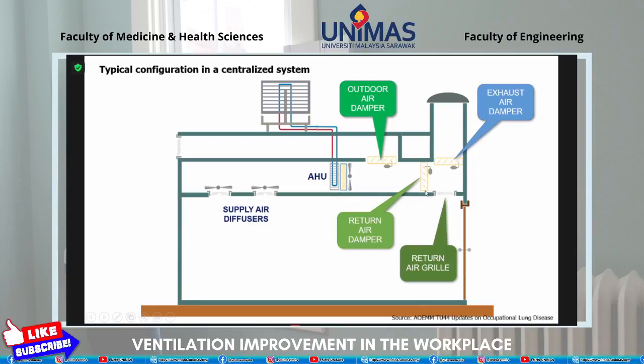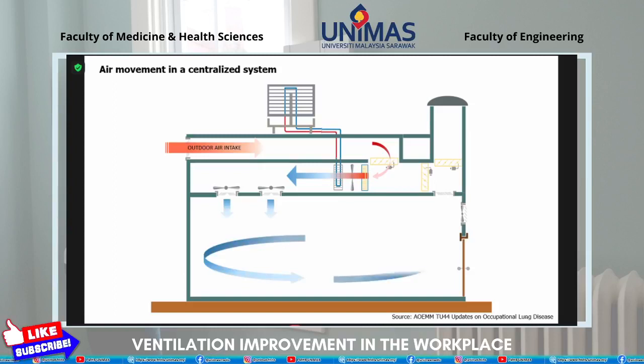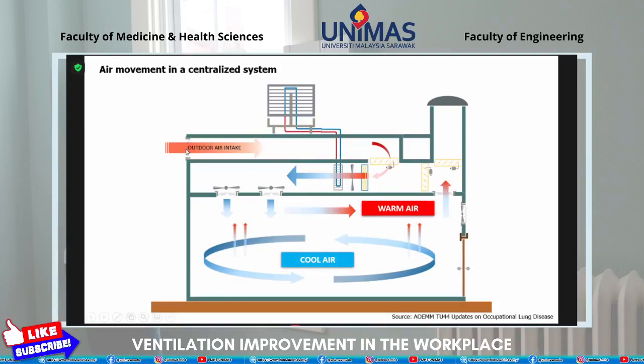In some systems, they might have a return air damper and an exhaust air damper. And most of the time, in a centralized system, there will be an outdoor air damper. For a centralized system, normally we will have very good mixing of fresh air and recirculated air inside the room. So some part of the room will be supplied with fresh air, depending on the opening of the fresh air damper.